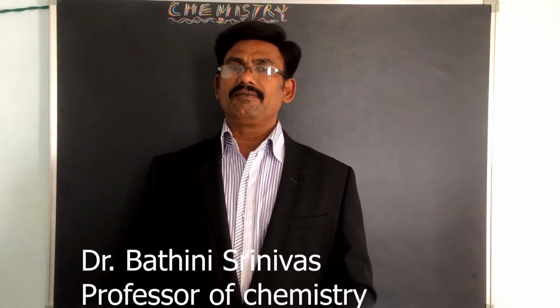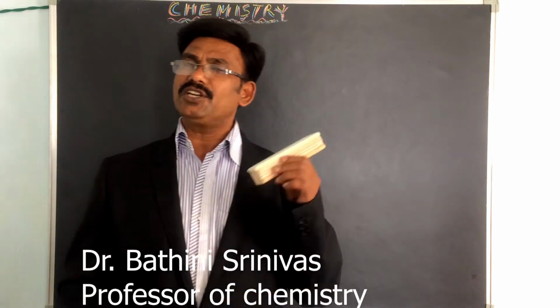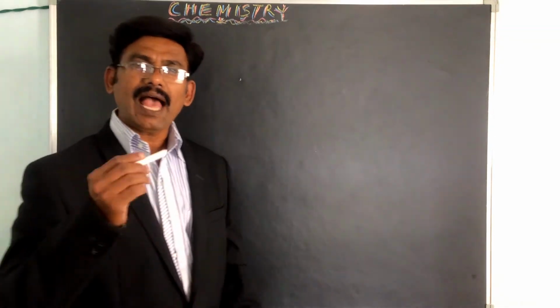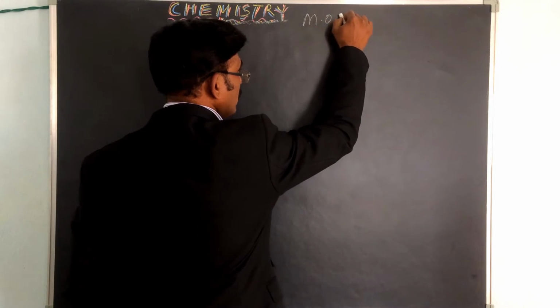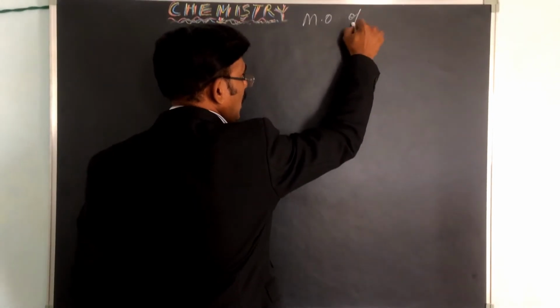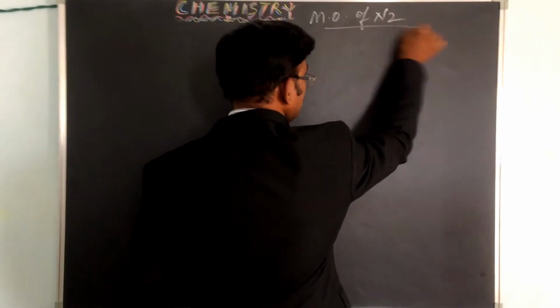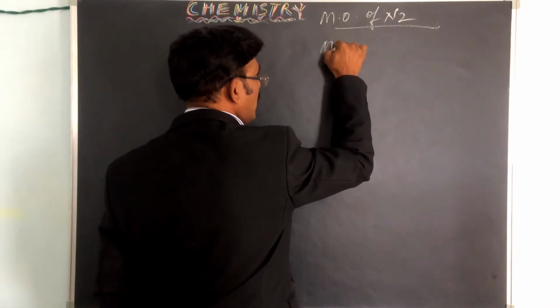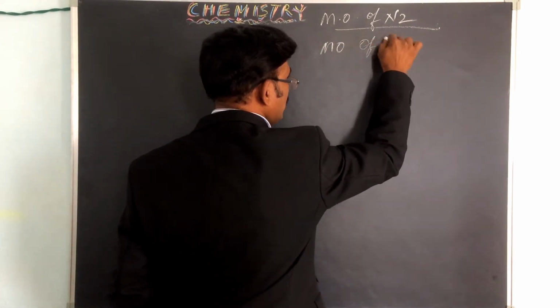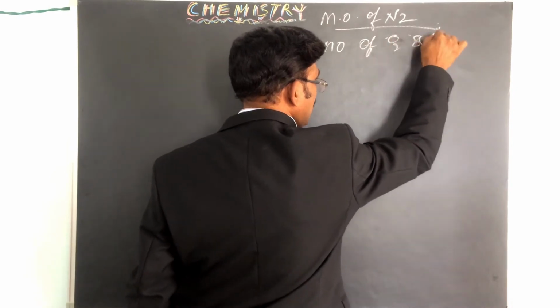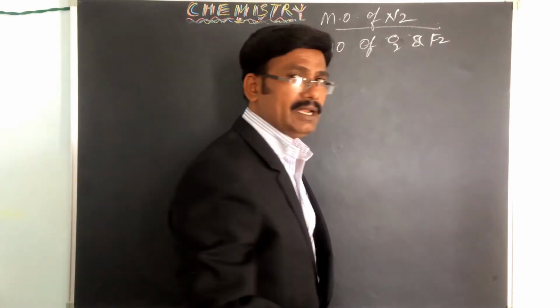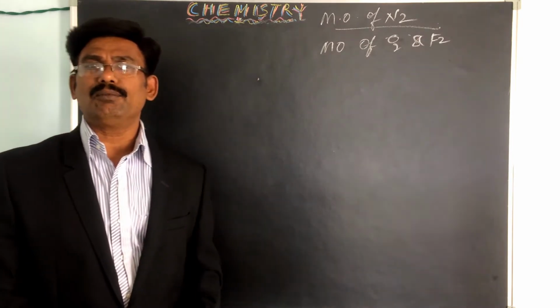Yesterday, we continued the last class. What have we discussed? We have discussed the molecular orbital of nitrogen. We have completed that, and today we will discuss the molecular orbitals of oxygen and fluorine. We will complete that one. So we have an idea about that.